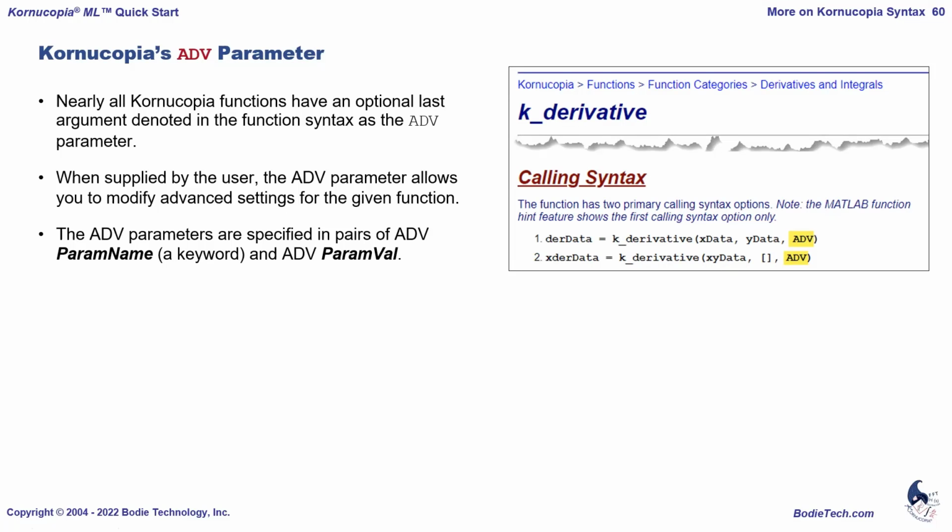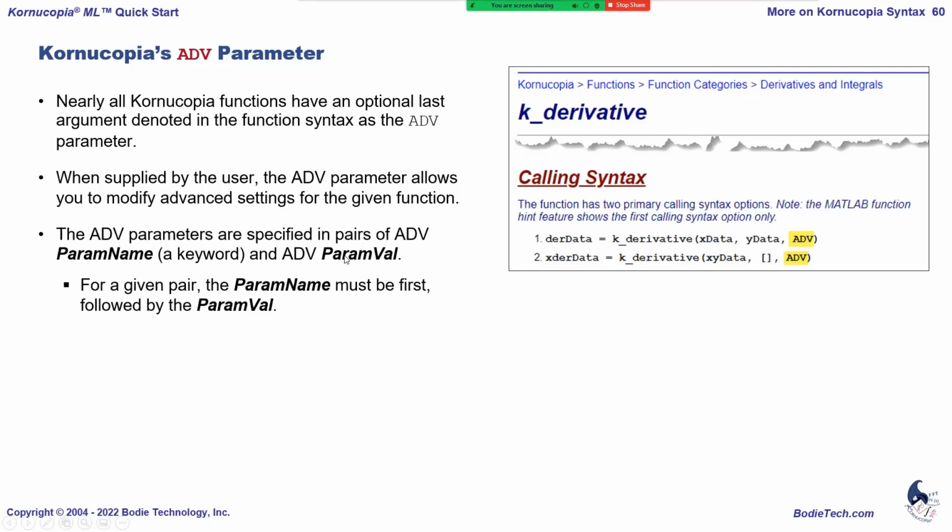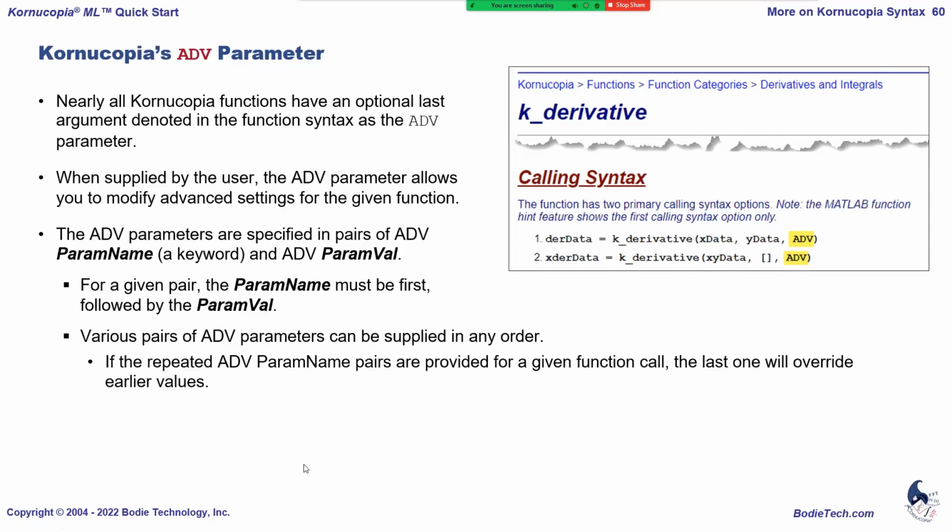Each function has its own ADV parameters. And all ADV parameters are a combination of a parameter name, also known as a keyword, and a parameter value. So obviously, you must put the parameter name first, then followed by the parameter value in the function call. But the list of these pairs can be put in any order. So you might call a function where you call 3 or 4 different parameter options, and you can put them in any order you'd like. And Kornucopia will handle that with no problem. If the same parameter name is put in twice in the list, whatever the last one in the list is, that's the one that will be governing its setting.